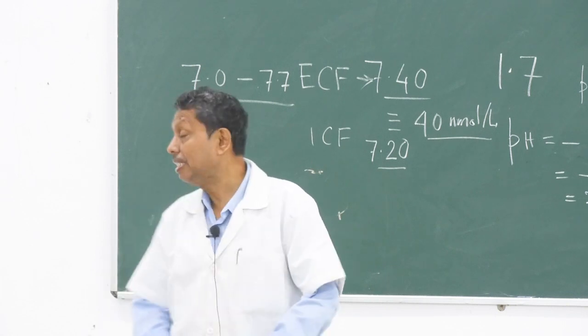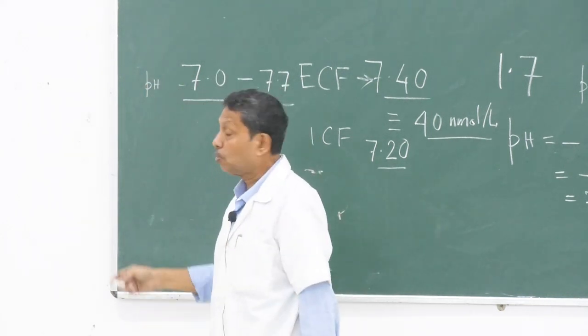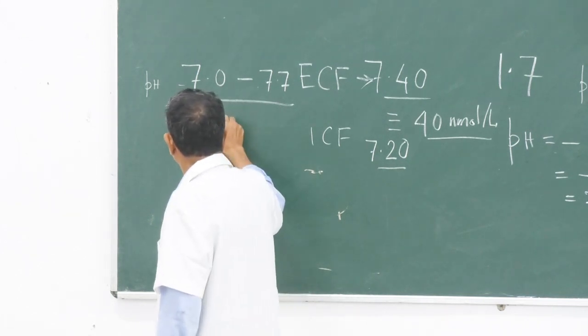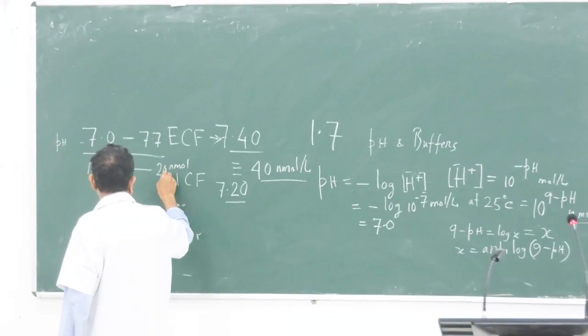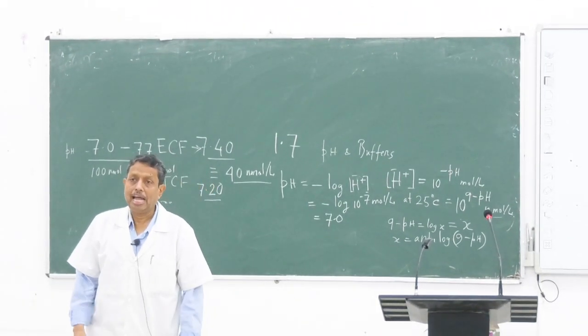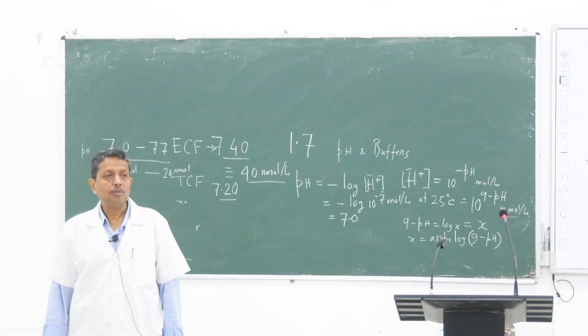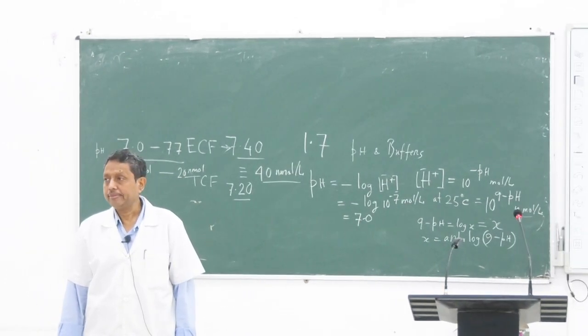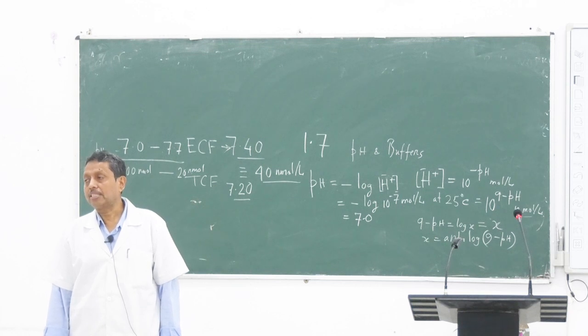pH 7.0 corresponds to 100 nanomole and 7.7 corresponds to 20 nanomole. Life is possible within this span. Beyond this, life is not possible for a considerable length of time. It will affect the enzymic activity and the central nervous system will be affected. So extreme acidosis and extreme alkalosis are not tolerated.